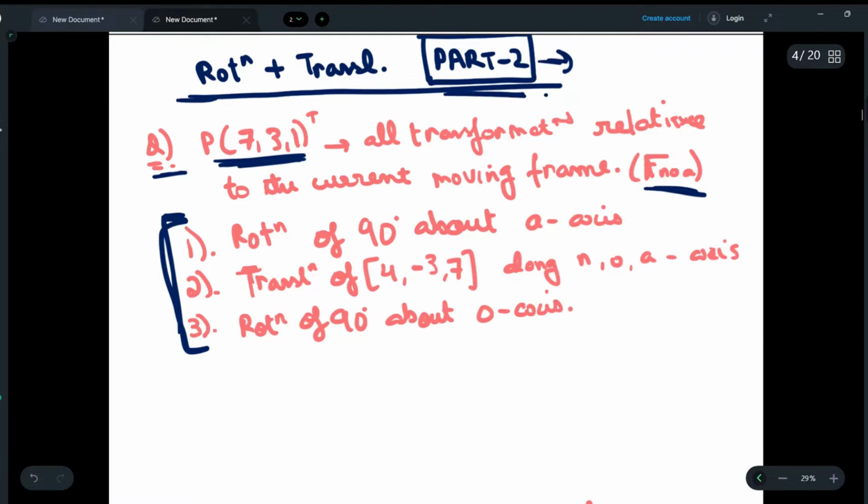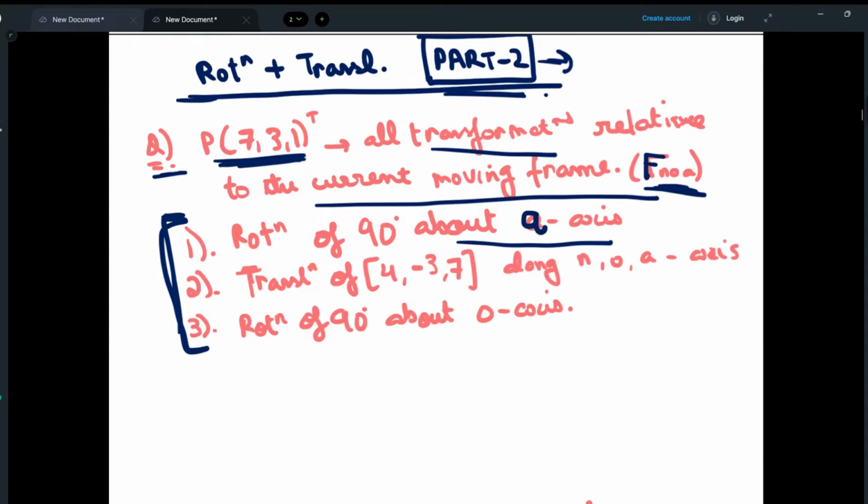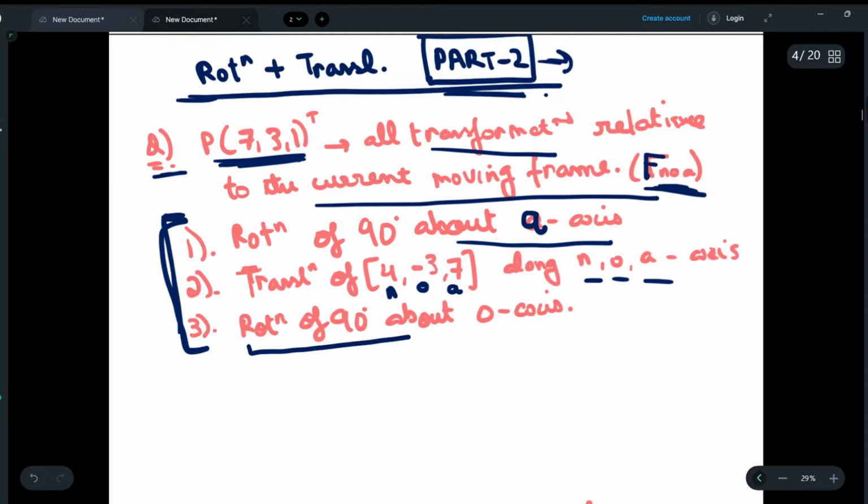So in this question, we are given a point in which all the transformations of this point are done according to the current moving frame, that is NOA, frame FNOA. So the first transformation is a rotation of 90 degrees about the A axis. This is A. And the second transformation is done along all three axes, that is N, O and A. That is, this is the translation across N, this is the translation across O, and this is the translation across A. Then lastly, we are doing a rotation of 90 degrees about the O axis.